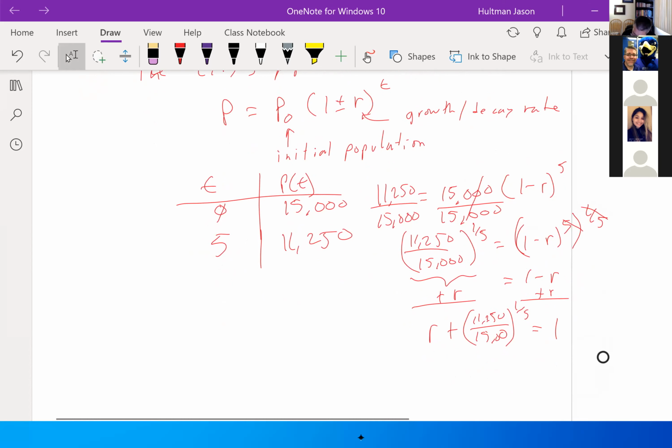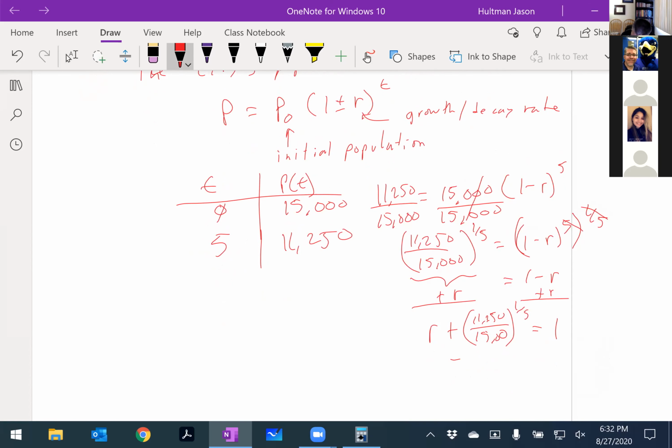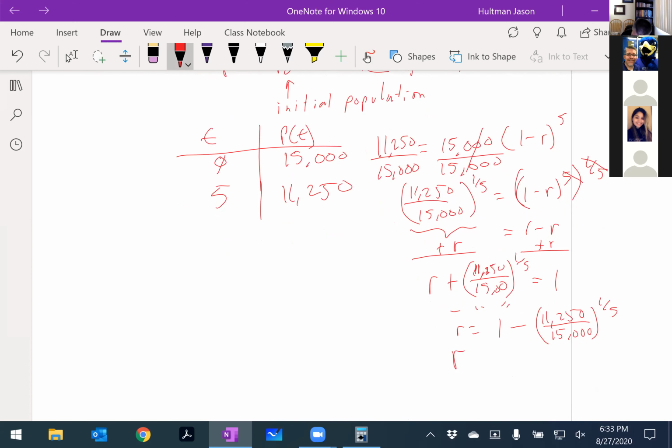So how could I solve for R? I could subtract off the thing that we're taking the 1/5 of. And we get R is equal to 1 minus 11,250 over 15,000 to the 1/5 power. Okay, so I'm just going to plug this into a calculator and get what my approximate decay rate is, my rate of decay.